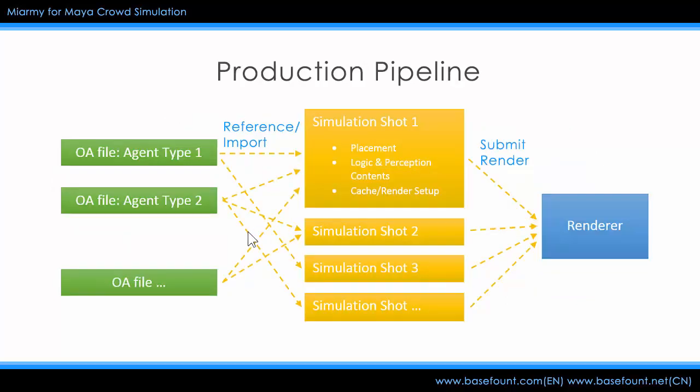And in the fourth video, we are going to talk about how to use the original agent file in our simulation. We are going to place our agents and form the crowds and add logic to them and add some environment perception contents and then cache them and set up some render. And in the final video, we are going to talk about how to set up the render and submit to the renderer and render this simulation out. Okay, so let's get started.